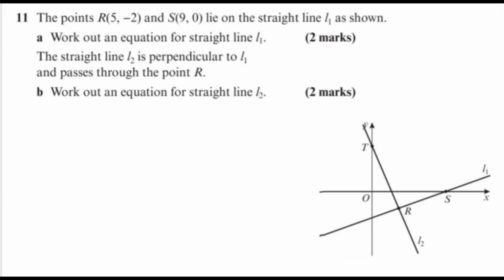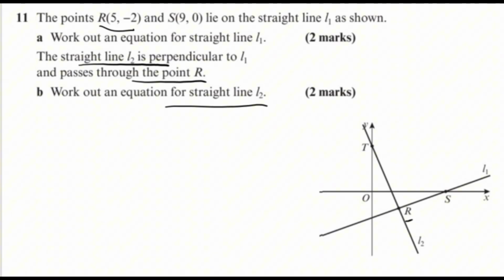Let's move to part B. The straight line L2 is perpendicular to L1 and is passing through the point R. Work out the equation for the straight line L2. To find the equation, we need a gradient and we need a coordinate. Already we know the coordinate R, which is (5, -2).